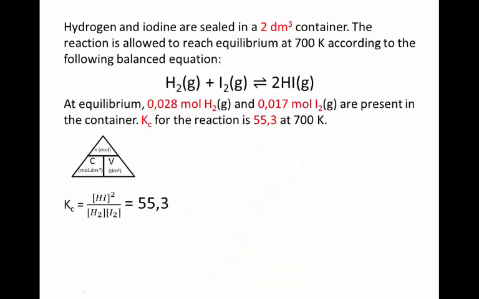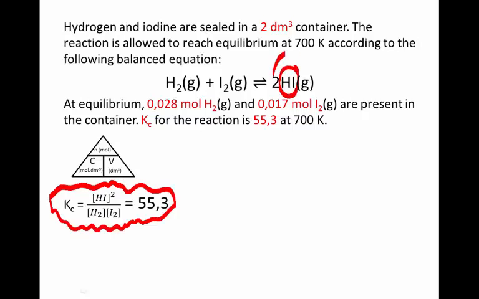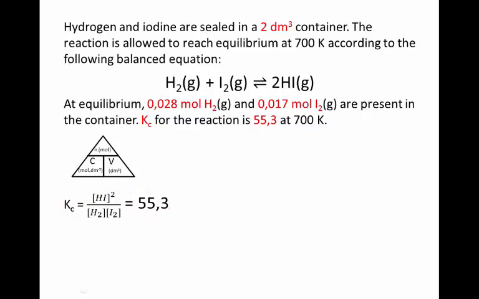But how does that help us? Remember that Kc for this particular reaction is equal to the concentration of hydrogen iodide raised to the power 2 divided by the product of the concentration of hydrogen and iodine. The product of, in this case, means multiply. So we have the concentration of the product, HI, raised to the power of its coefficient, 2, divided by the concentrations of the reactants, each raised to the power of their coefficients, which are, in both cases, 1, multiplied by one another. And we're told that the answer of that is 55,3 at this particular temperature. So how's that going to help us?